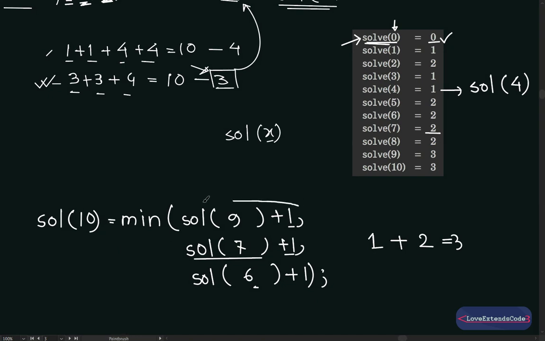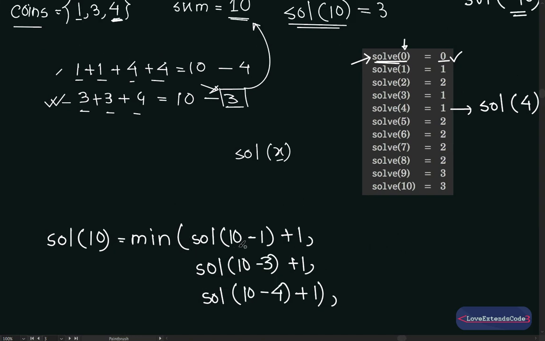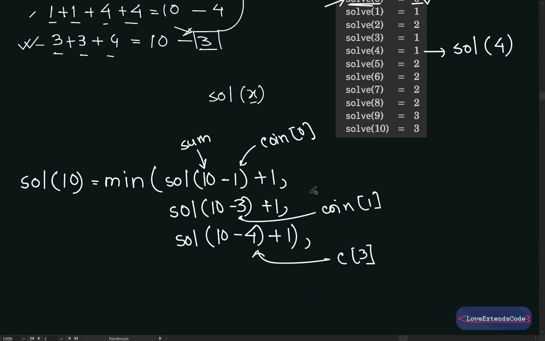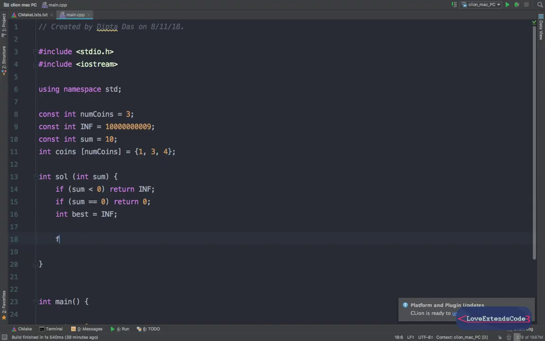Now I'll define an integer best and assign infinity to it. Now I'll have to use a loop to make this comparison. In this comparison, 10 is the sum that we are passing to the function, so it's the sum, and 1 is the value of the coin, so it's coin of 0. The same way, this one is coin of 1 and this one is coin of 2. Therefore, to make this comparison, we'll have to use a for loop. The for loop will iterate 3 times, as we have got 3 coins. So I'll take a for loop, i equals 0, i less than num coins, plus plus i. So the loop will run num coins times.